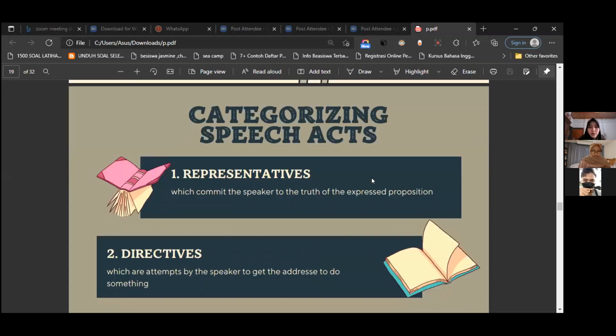Okay. The next part is about categorizing speech acts. So Searle proposed that all acts fall into five main types. The first one is representative, which commits the speaker to the truth of the expressed proposition. We can find it in asserting or concluding. And the second one is directive, which are attempts by the speaker to get the addressee to do something. We can find it in requesting or questioning.